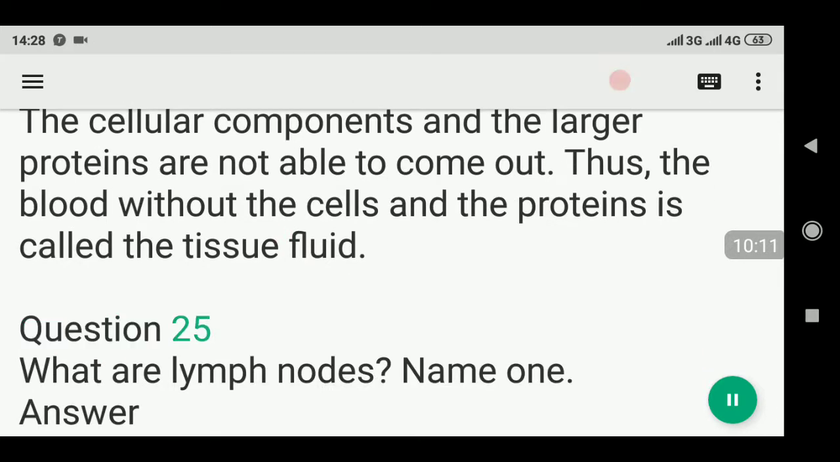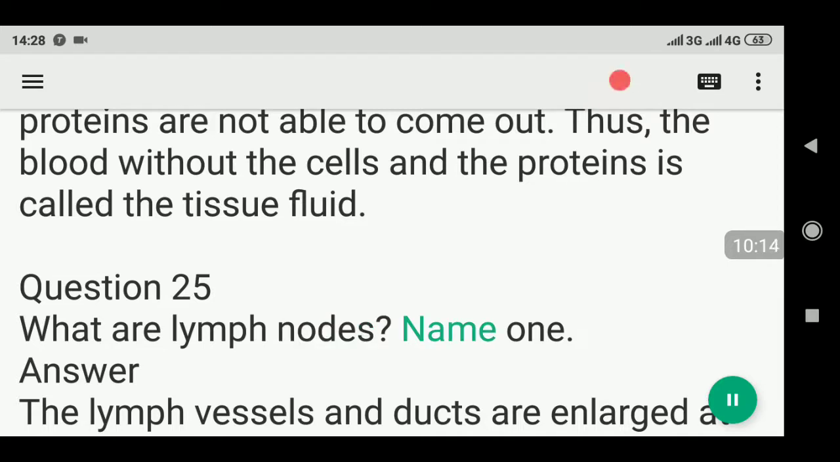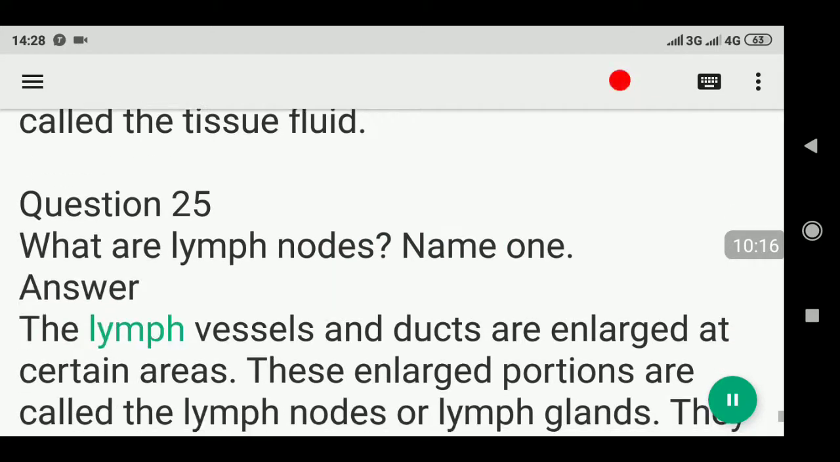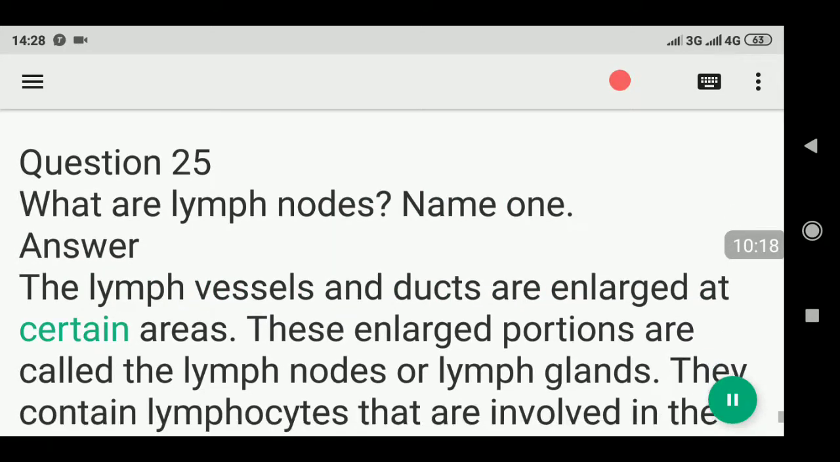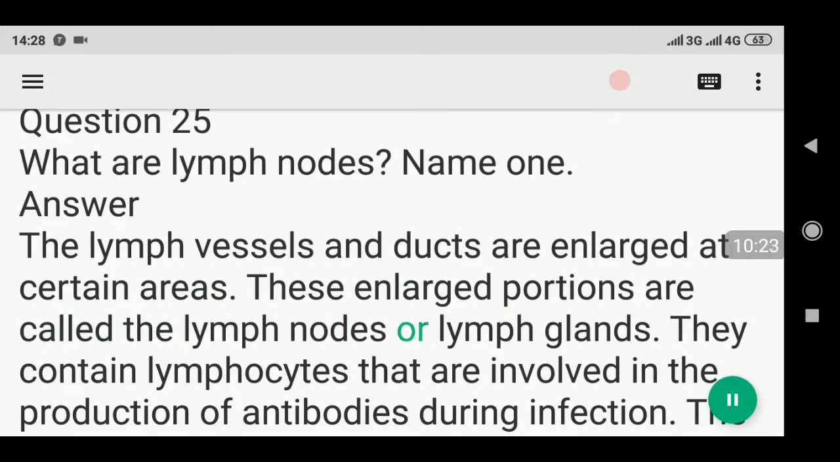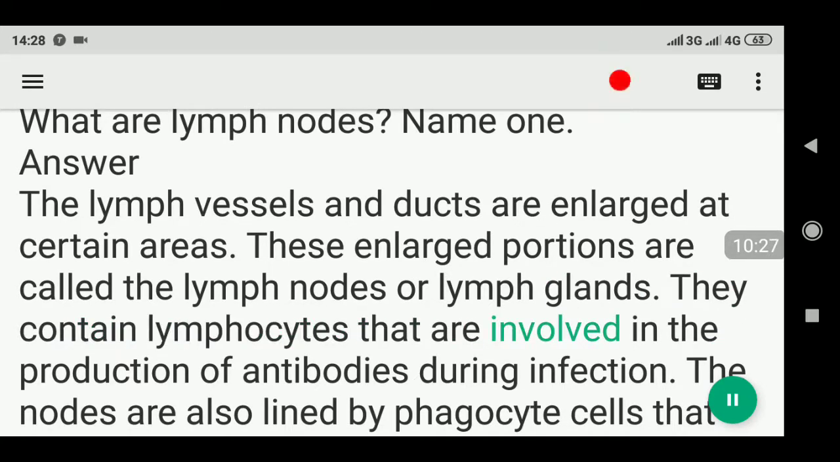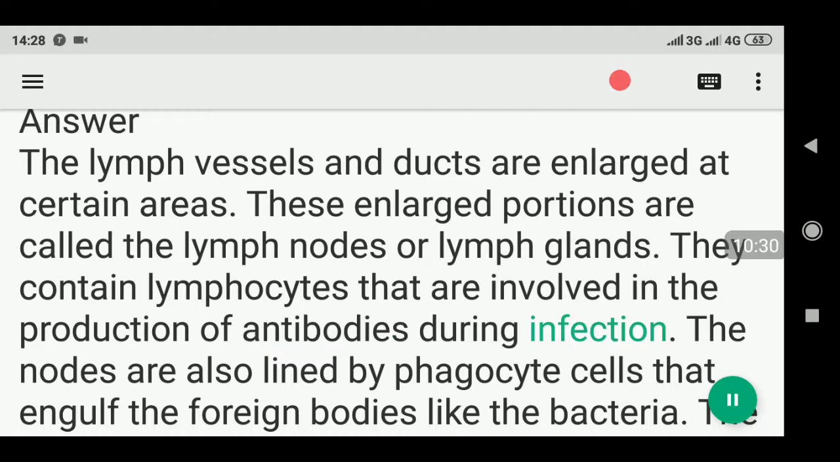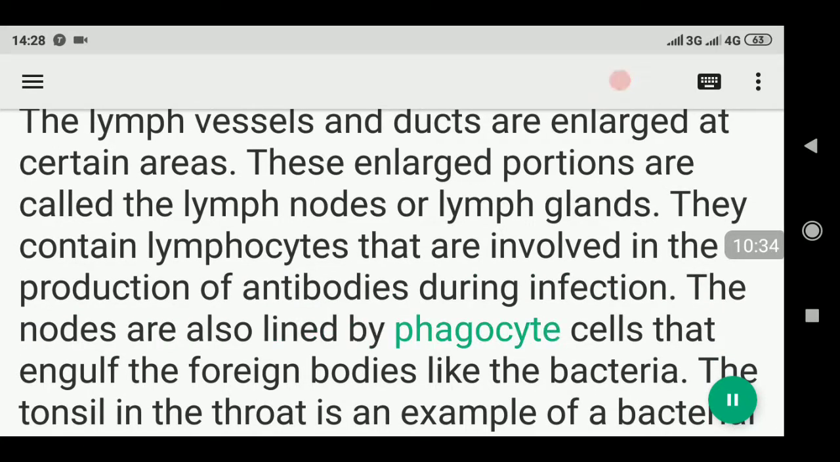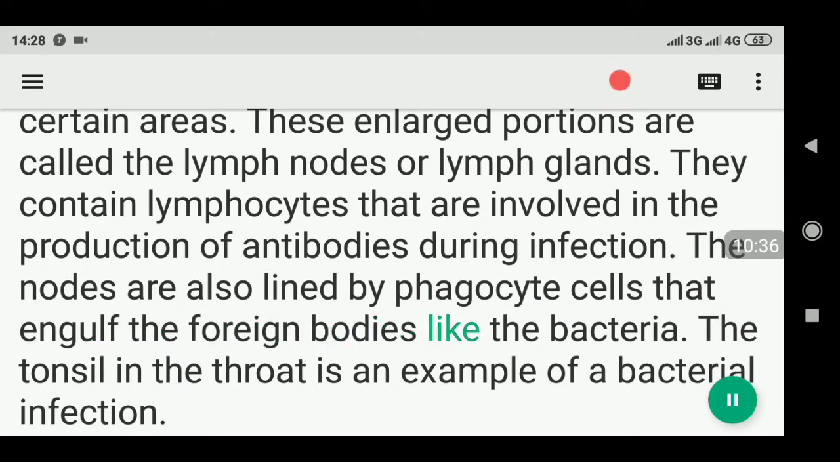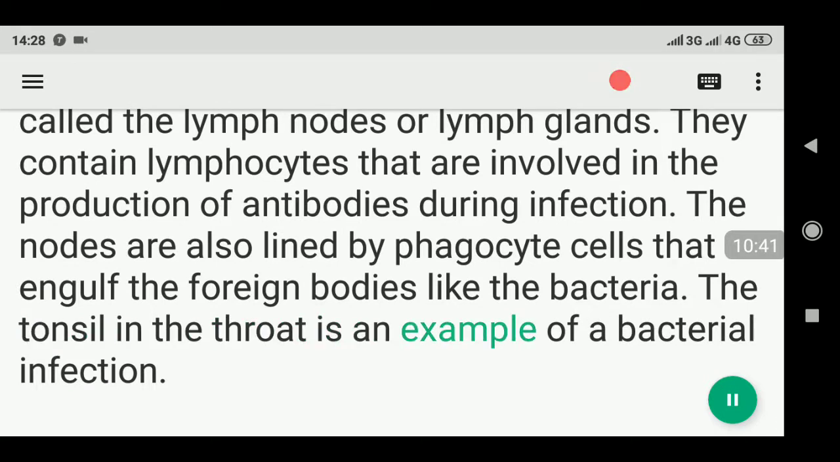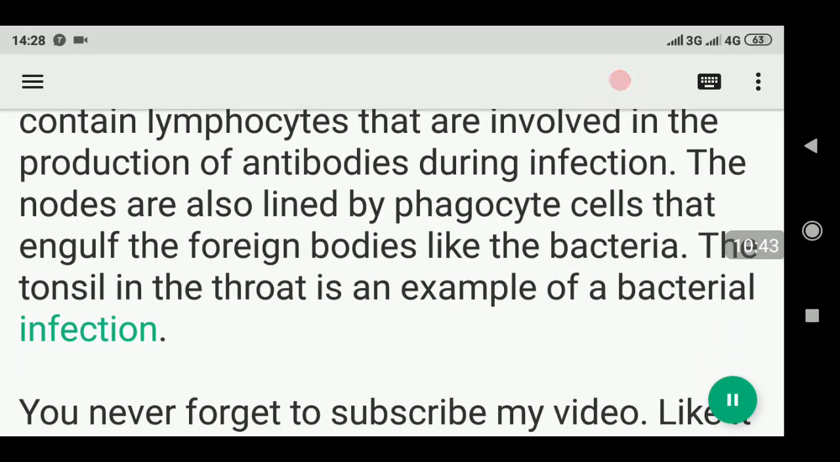Question 25. What are lymph nodes? Name one. Answer. The lymph vessels and ducts are enlarged at certain areas. These enlarged portions are called the lymph nodes or lymph glands. They contain lymphocytes that are involved in the production of antibodies during infection. The nodes are also lined by phagocyte cells that engulf foreign bodies like bacteria. The tonsil in the throat is an example.